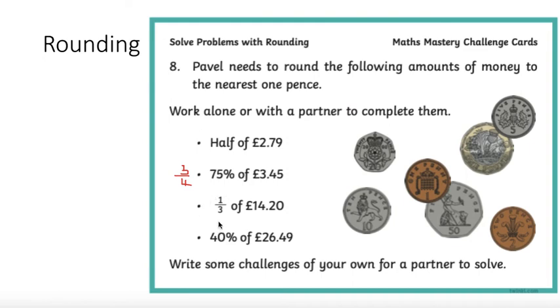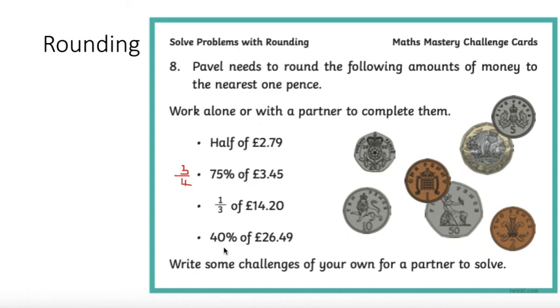The next one is find a third of £14.20. To find a third, you're going to have to divide by 3. So £14.20 divided by 3, you need to round to the nearest penny, so round to 2 decimal places.